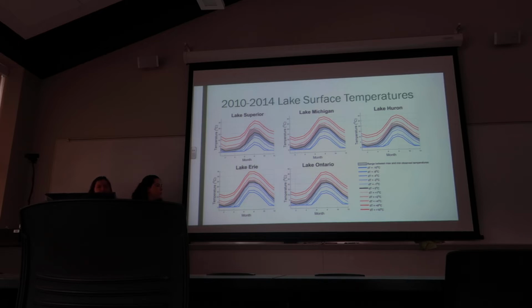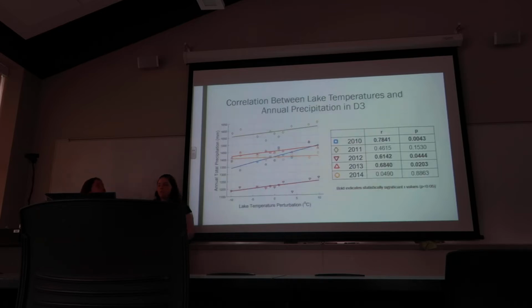So then in the gray there, that is just the range between the maximum and minimum observed temperatures. And as you can see here from this graph, our temperature perturbations exceed our observed temperatures. So with that, now that we have these perturbed values for the lake climatology that we came up with, and we know that that sort of exceeded the annual variability during our time period, we wanted to see if there was pretty much right away a correlation between annual precipitation and how warm the lake surface temperatures were.